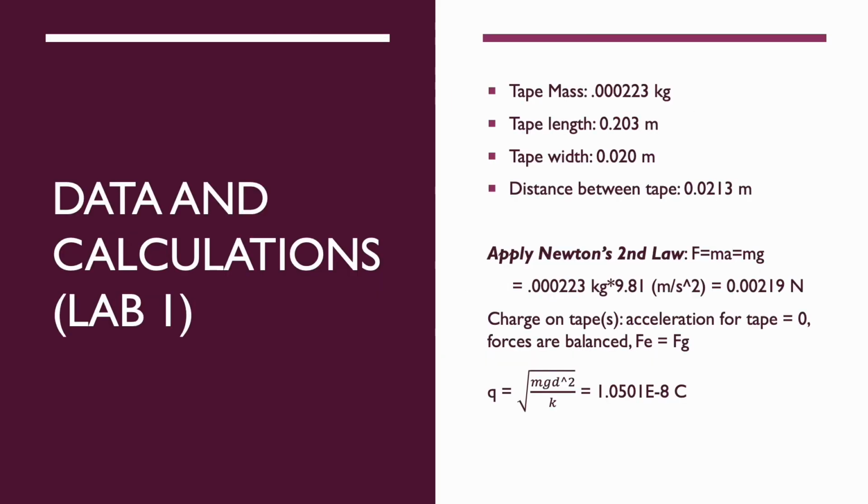For our data and calculations, we have the tape mass, tape length, tape width, and the distance between the tapes. And then we apply Newton's second law, which is F equals ma, which is also equal to mg, and g in this case is 9.81. But we know that the acceleration for the tape is going to be equal to 0, so our forces are balanced. So our electric force and gravitational force are balanced, and with this information, we were able to calculate what the charge on a piece of tape was.